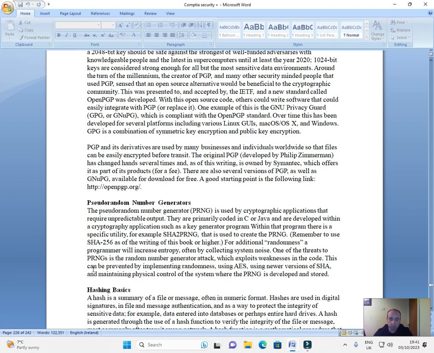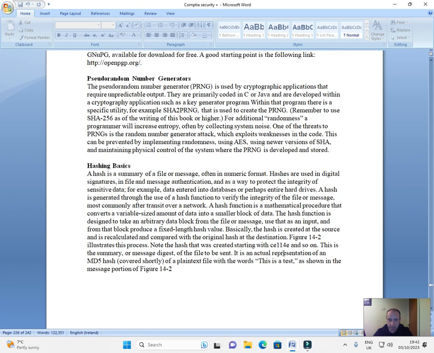One of the threats to PRNGs is the random number generator attack, which exploits weakness in the code. This can be prevented by implementing randomness using AES, using newer versions of SHA, and maintaining physical control of the system where the PRNG is developed and stored.